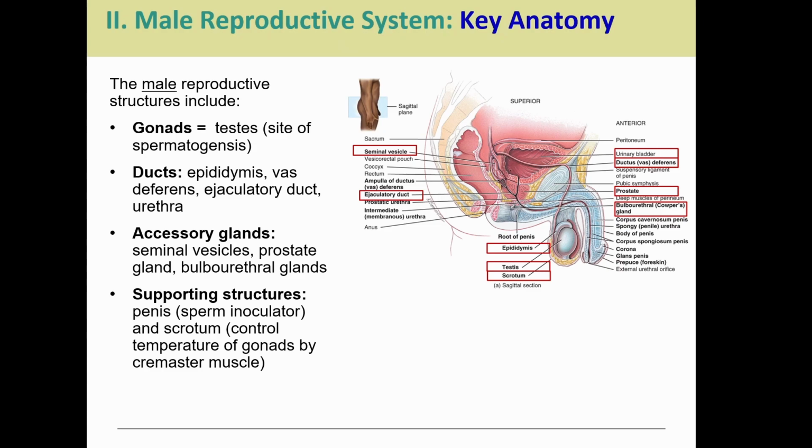So, if we're looking at the male reproductive system, we are looking at gonads, ducts, accessory glands, and supporting structures. When it comes to gonads, we're looking at the testes. This is where sperm will be produced. The ducts, like the epididymis, vas deferens, ejaculatory duct, and urethra. The accessory glands, like the seminal vesicles, prostate gland, bulbourethral glands, and then supporting structures like the penis, the scrotum, right, and the muscles and the nitty-gritty of the scrotum that will go with it, like the cremaster muscles, that will help with the temperature control, right, the thermostat, basically, of the testes.